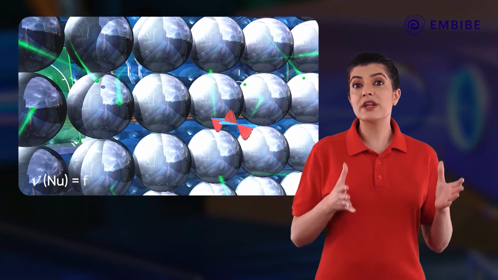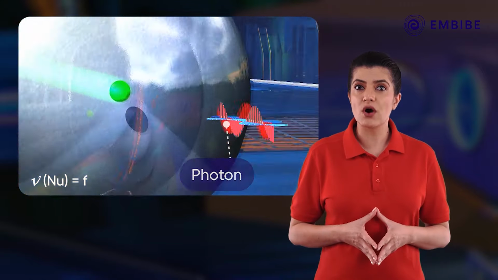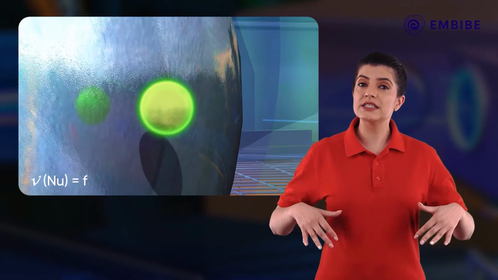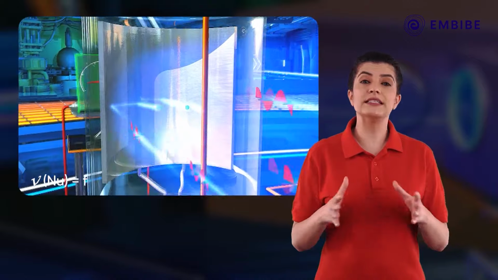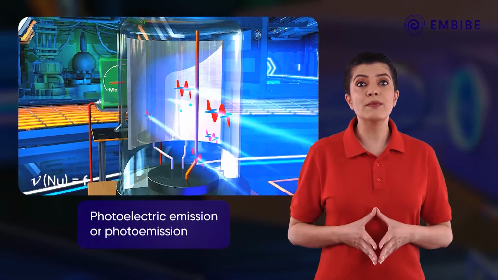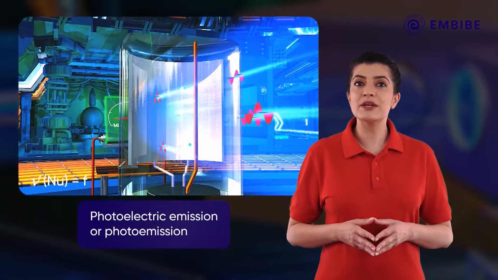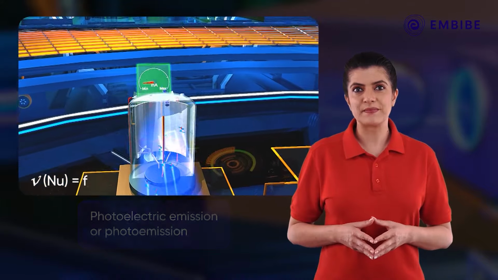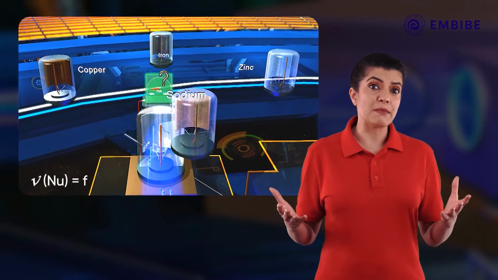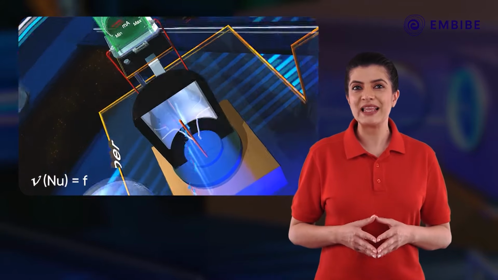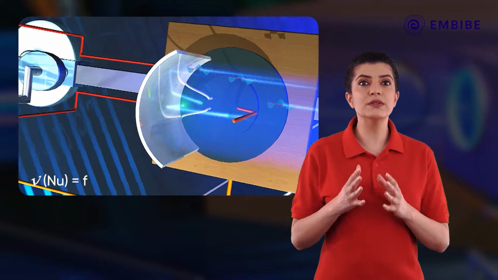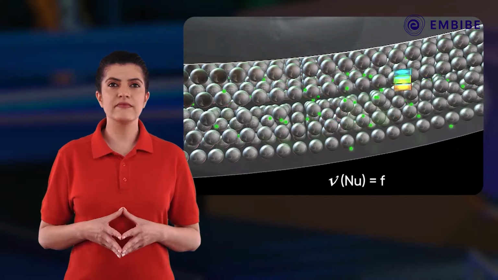Einstein explained that when a photon interacts with an electron at a metal surface, it transfers its entire energy to the electron. This causes the emission of electrons and the photon ceases to exist. This phenomenon is called photoelectric emission or photoemission. But would any metal, for that matter, exhibit photoemission when some light is incident on it? Now let us study how the frequency of the incident light governs photoelectric emission.